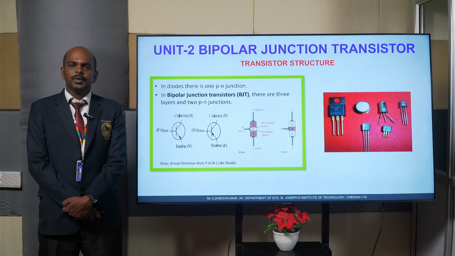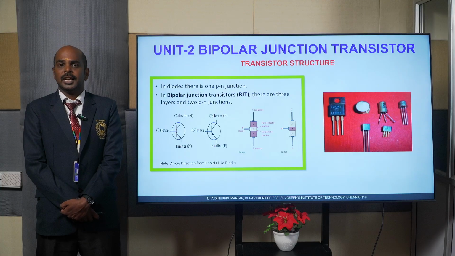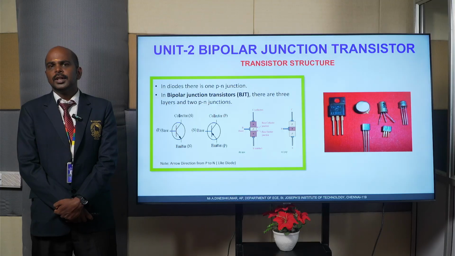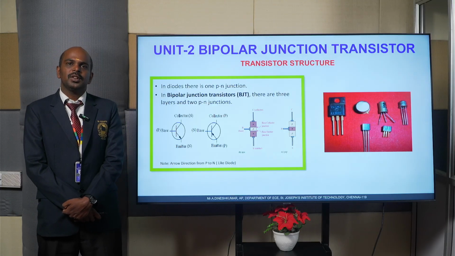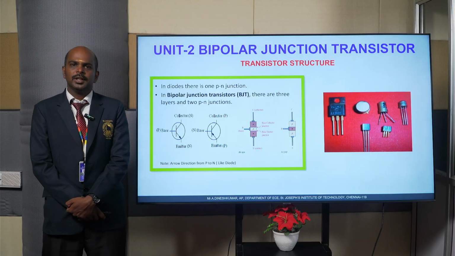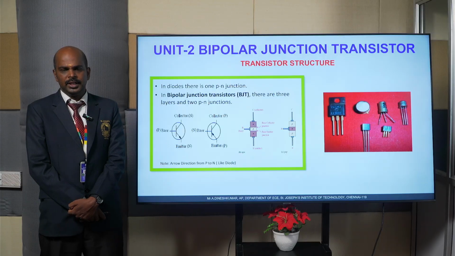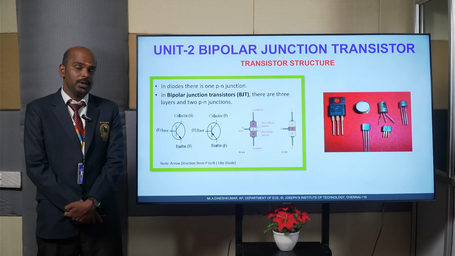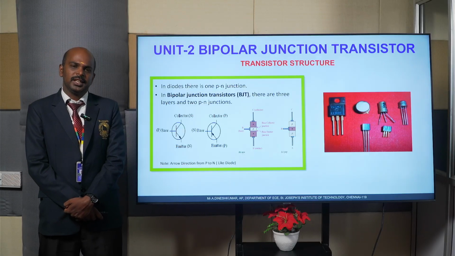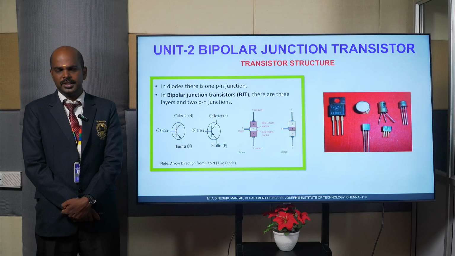Before that, let's see what a current gain is, because the BJT transistor is a current control device. Here we control the current based on how much voltage is applied, that is, based on the biasing, forward biasing or reverse biasing. This is one important point you have to note: the BJT, that is the transistor, is a current control device, and it acts based on both majority charge carriers and minority charge carriers. That's why we call it a bipolar junction transistor.